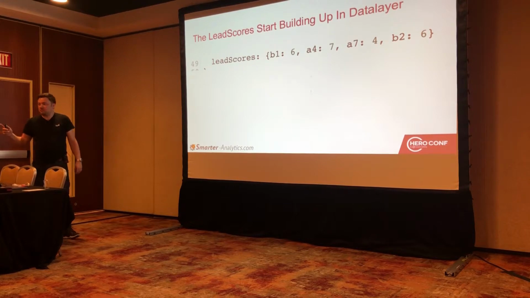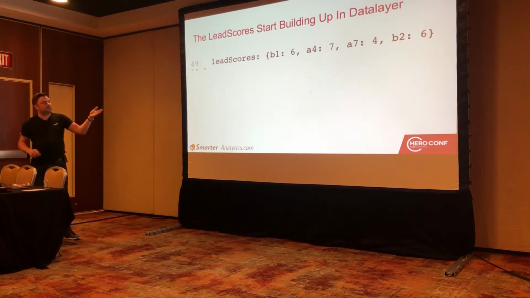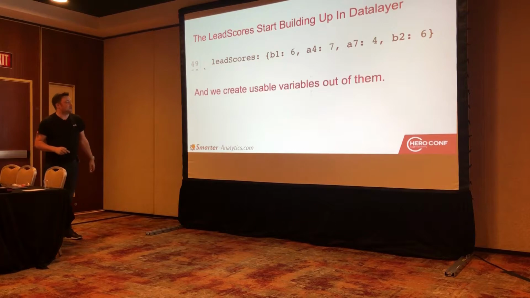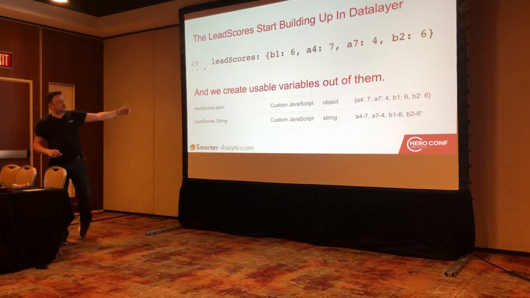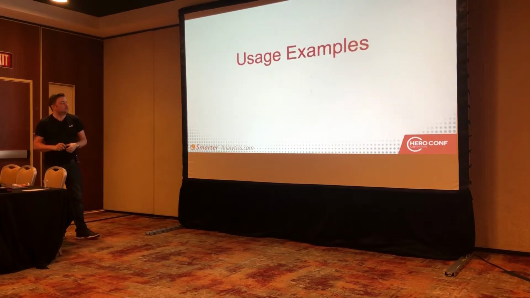If we start tracking multiple elements, we want to build a table like this. This is what the JSON file looks like. So you've got B1 6, A4 7, A7 4, B2 6. That's what it looks like. Then we can create other variables out of them, so we can push these to Google Analytics or to various other places.